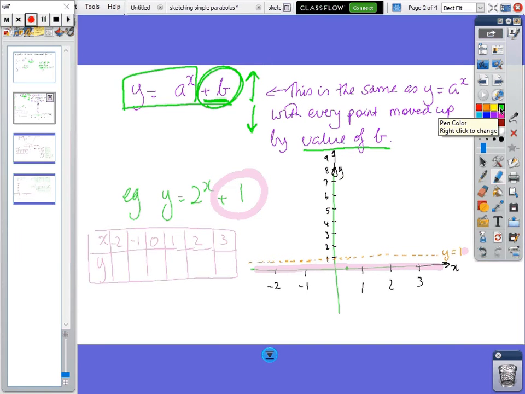So you just use your table of values, and then whatever the value of 2 to the x is, you just bump it up 1. So this one, 2 to the minus 2, used to be a quarter, so now we've got 1 1/4. This value used to be a half, so now we've got 1 1/2. This one used to be 1, now we've got 2. This one used to be 2, now we've got 3. This one used to be 4, now we've got 5. This one used to be 8, and so now we've got 9.